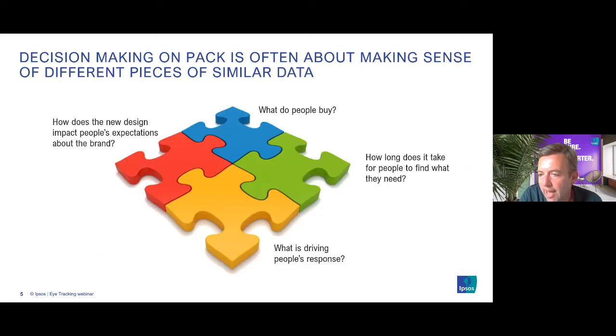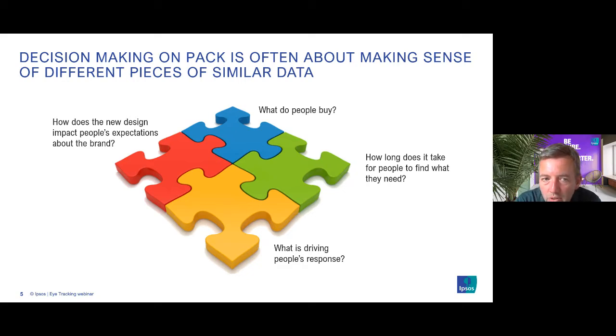Now, this has implications for research, of course, because when we make decisions on pack, quite often it's not about there being a very clear signal or a smoking gun, as we might describe it. We're often looking at different pieces of data and trying to build a story around that. So, for example, what do people buy? Is there any difference in when they shop and when they choose? How long does it take to find a particular pack? Do they need longer when you change the design? Does this have implications in terms of what you're trying to do?